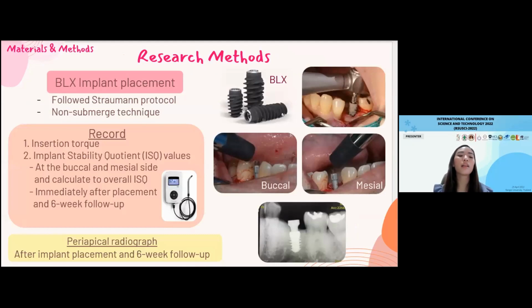For the research method, the study began with implant placement. The BLX implant follows the Straumann protocol with a non-submerged technique. Then we recorded the insertion torque and implant stability quotient, or ISQ, value at the buccal and mesial sides. Then we calculated the overall ISQ. We measured immediately after placement and at the 6-week follow-up. Moreover, a periapical radiograph was taken after implant placement and at the 6-week follow-up too.